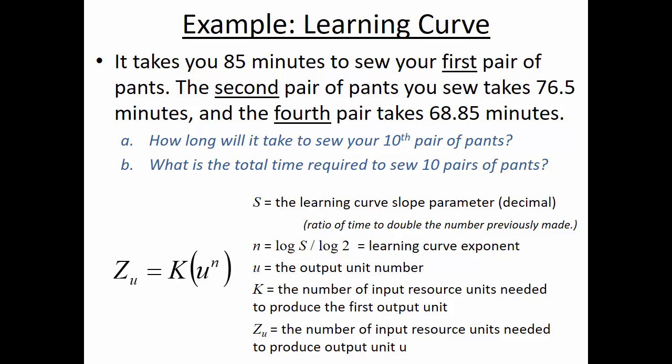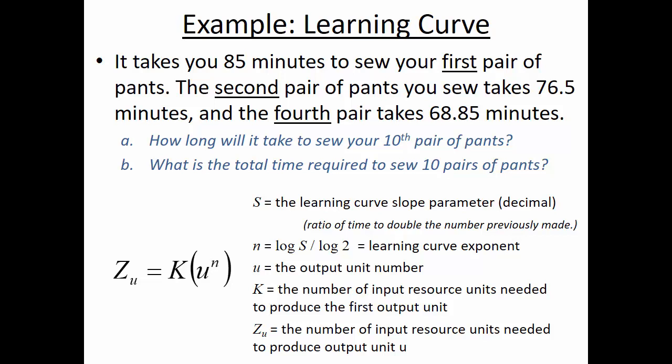And we could check to see if that's true because it also tells us how much time was required for the fourth pair of pants. And so if you're going from having completed 2 of them to completing 4, that's also a doubling of the productivity. So another way of looking at it would be the 68.85 minutes relative to 76.5. So again, that works out to 0.90. So it seems like the learning curve slope is consistent over time.